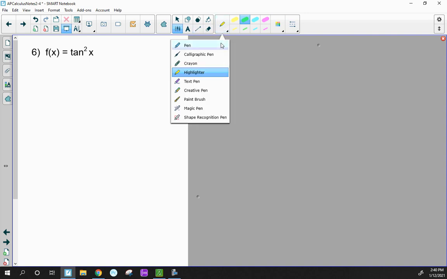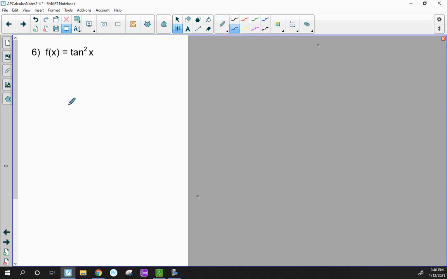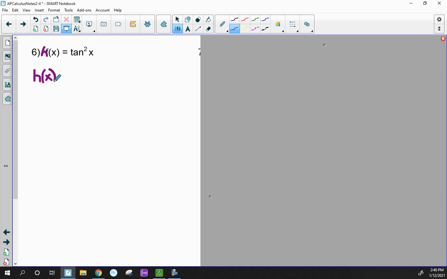Alright, let's see. Number 6. Just kind of getting used to the idea. Change this to h again. I've got my h function, tangent squared x. This is a composition problem, so there's two things going on. We just have to be able to study the problem and see it. There's a pattern here. There's a power of 2 on a trig function.